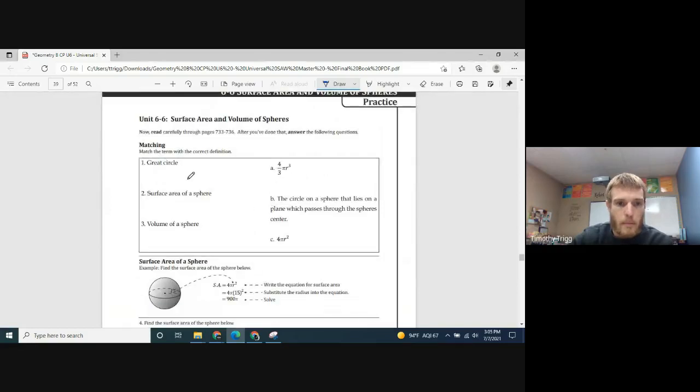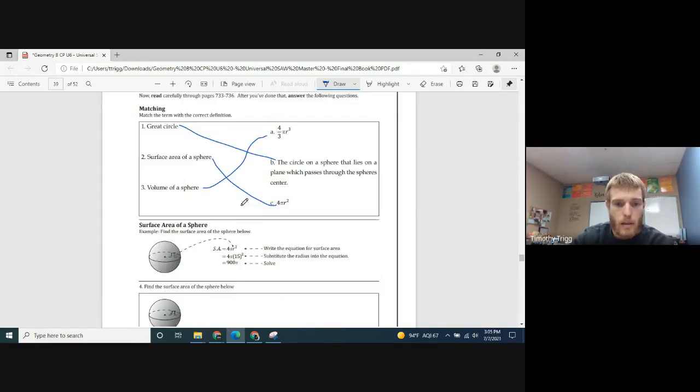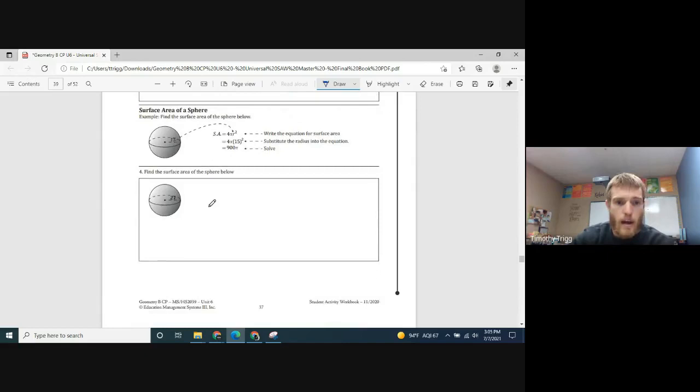Let's go ahead and do some connecting here. A great circle, well, we know what that is. The surface area, well, that's this formula. And the volume is this formula. So connect those there. And here, let's find the surface area of the sphere below. I'm just going to go ahead and get it started for you. I already showed you an example, and there's an example up here, but I'll get it started for you.